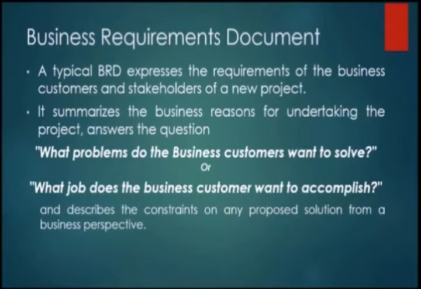And second is, what job do the business customers want to accomplish? So from the business customer point of view, they wanted to have a printed invoice, and they wanted a proper description of the product they purchased, the tax they paid, and the details of where they purchased. They want a proper invoice of the goods they purchased from the client. And it describes the constraints on any proposed solution from a business perspective, because we may have some constraints, some rules, some government rules, or some self-enforced rules and conditions. So it describes the constraints which are to be placed on that.